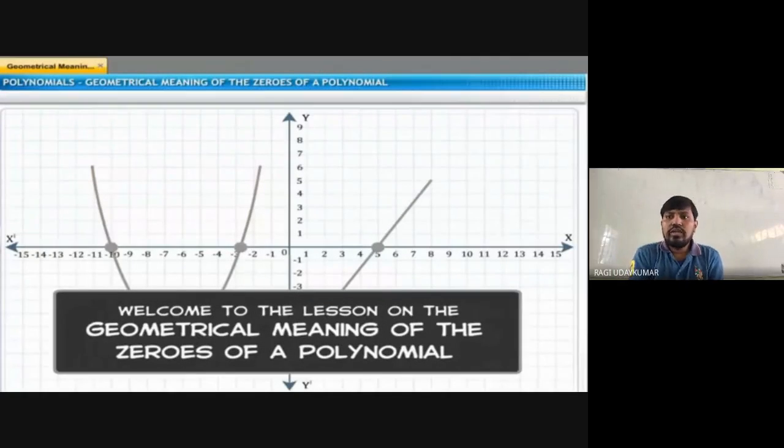So chapter 2 revision is geometrical meaning. First, polynomials. Chapter 2 is the polynomials. The revision, let us start for this. It takes around more time here, and all the concepts will be explained to you clearly.